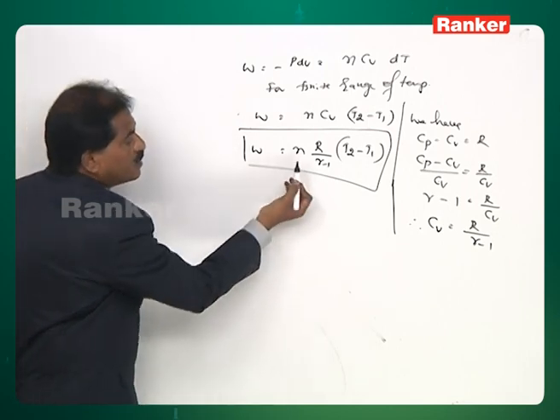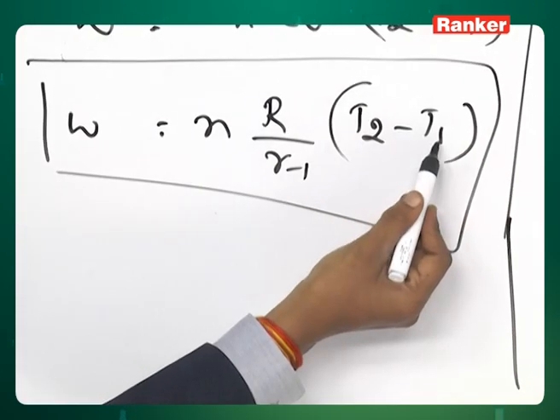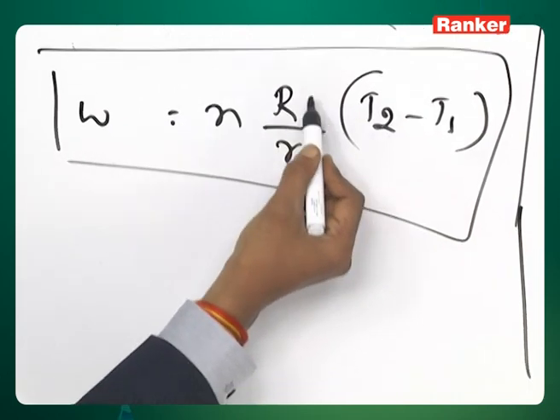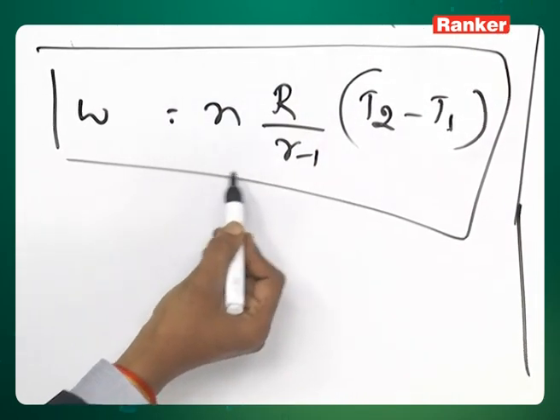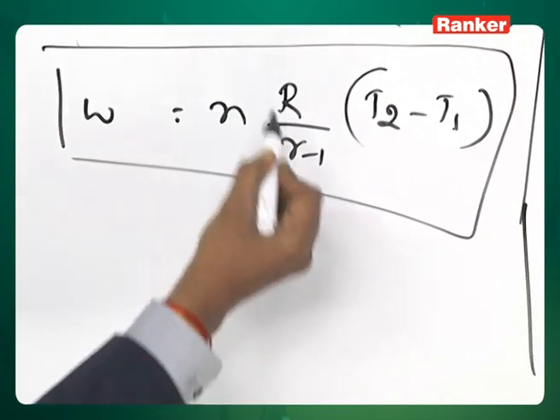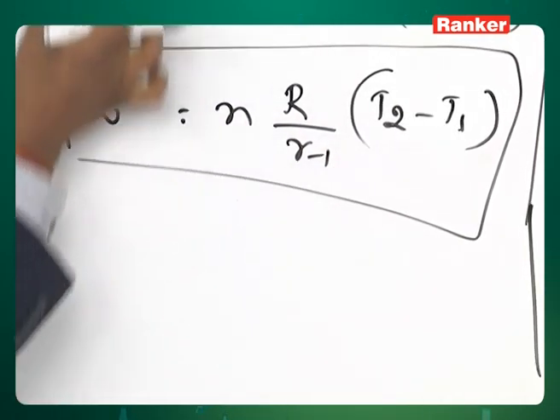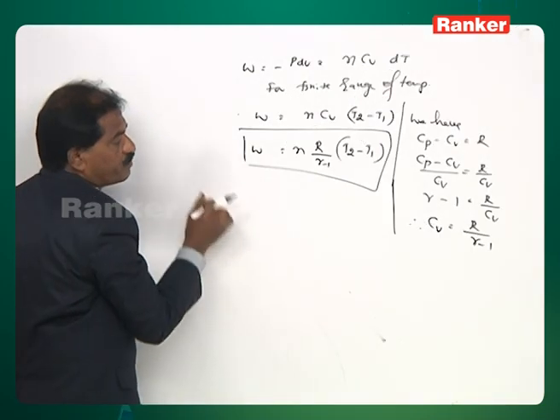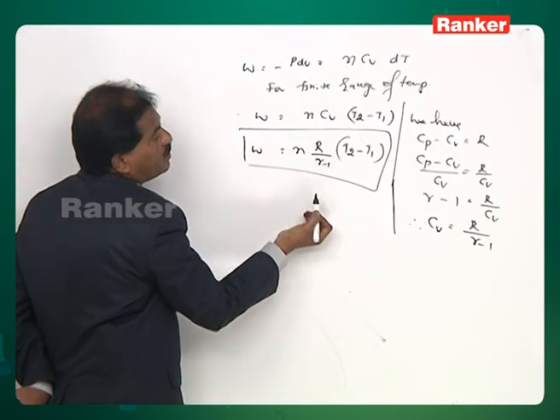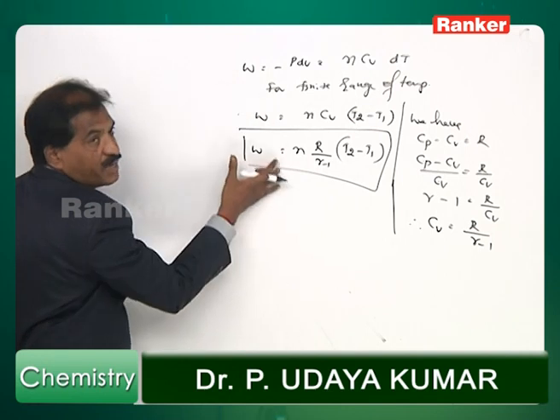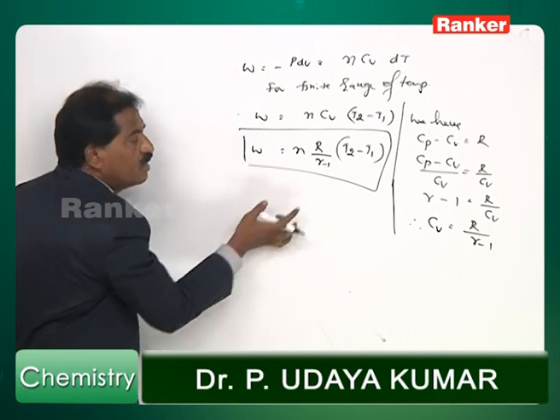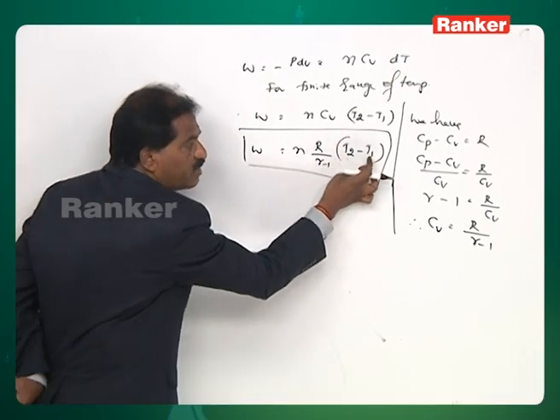You see, in this term, only the variables are T1 and T2. All the remaining terms are constant. Therefore, by using the expression which is having only constants, we can easily calculate the work involved in the adiabatic process. Next, in this adiabatic process, since the gas is undergoing expansion without absorbing the heat, the final temperature is always less than the initial temperature.